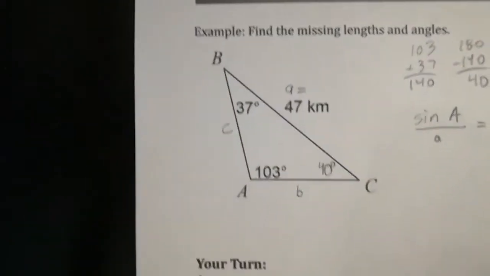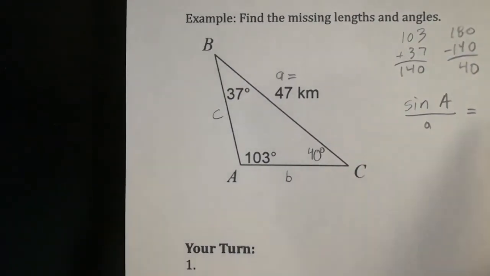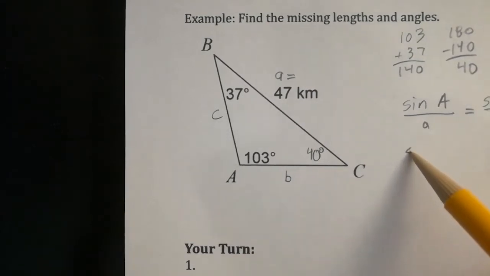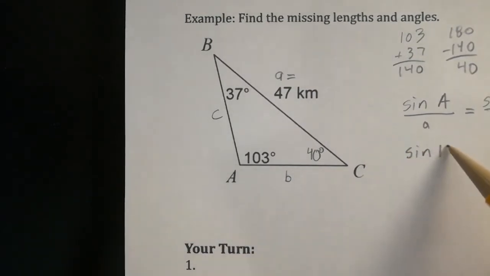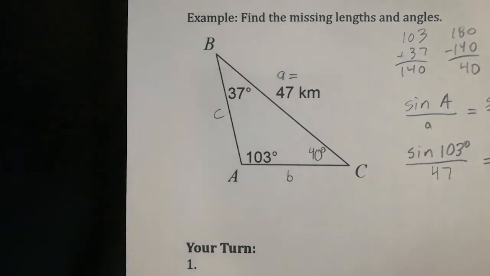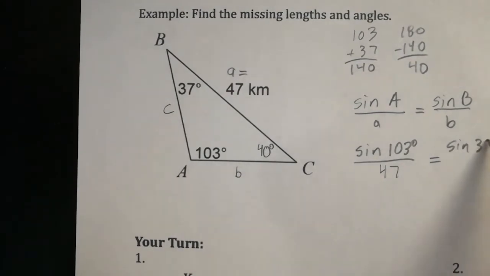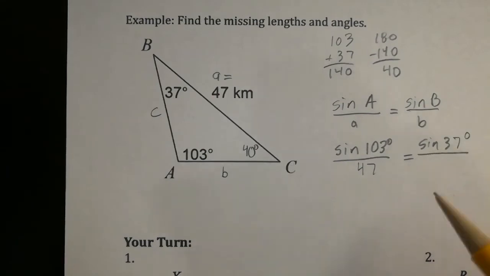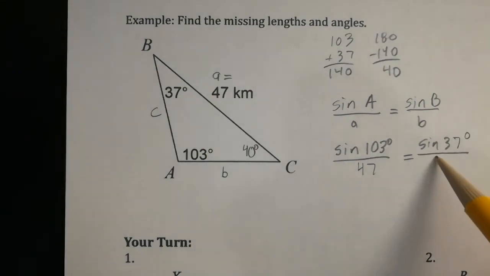So I'll go ahead and just find B first. We'll go alphabetical order here. So I'll do sine of B over B, and then we just plug in what we know here. Angle A is 103, and then side A is 47. Angle B is 37. Oops, can't see that. There we go. And then side B is our unknown. Now we need to solve this.